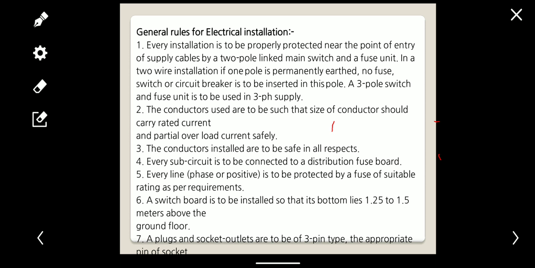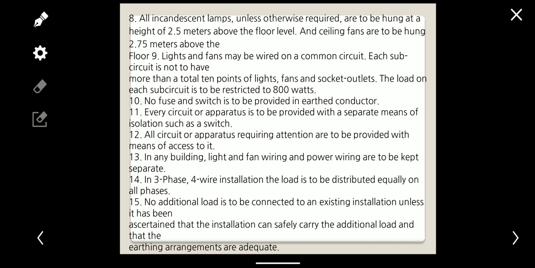The switchboard is to be installed so that its bottom lies 1.25 to 1.5 meters above the ground floor. Plugs and socket outlets are to be of 3-pin type, with the appropriate pin of the socket. The next rule is that all incandescent lamps, unless otherwise required, are to be hung at a height of 2.5 meters above the floor level, and ceiling fans are to be hung 2.75 meters above the floor.